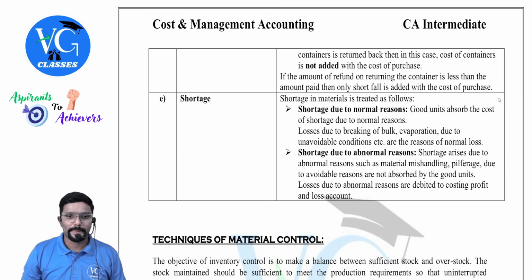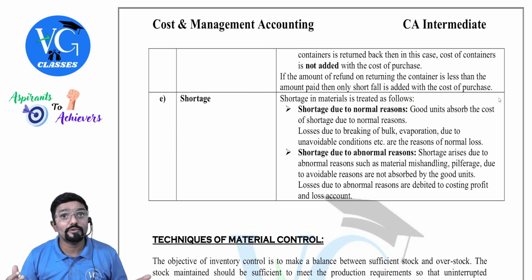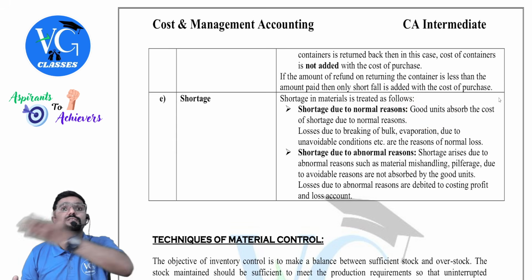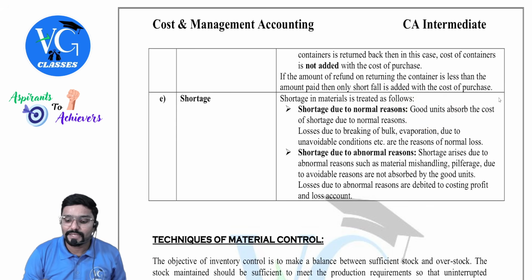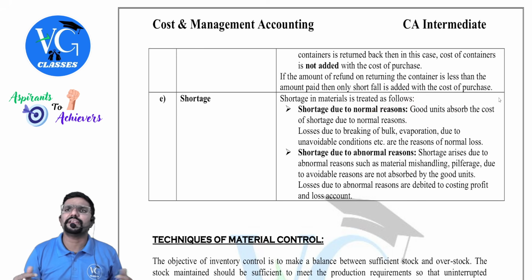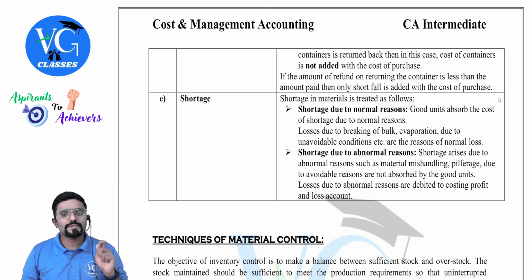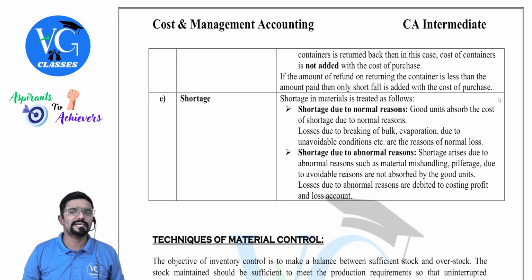Let us see. Shortage in materials is treated as follows. Shortage due to normal reasons: good units absorb the cost of shortage due to normal reasons. Good units in my example was how much? 900. We expect that it would be good units. Over and above that, another 50 is lost. Losses due to breaking of bulk, evaporation due to unavoidable conditions, etc. are the reasons of normal loss.